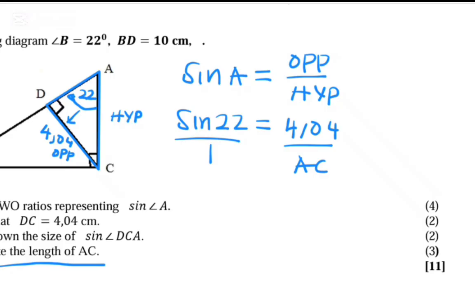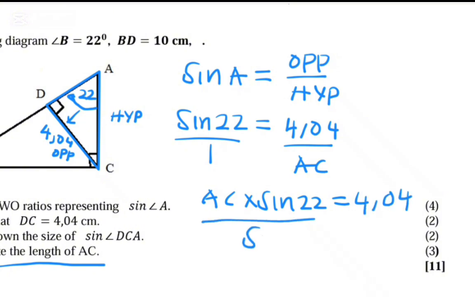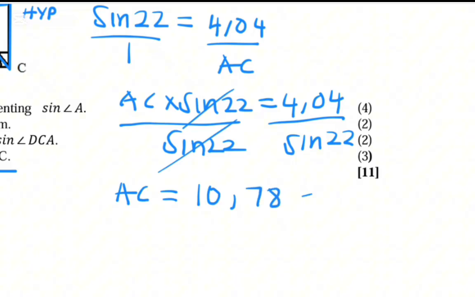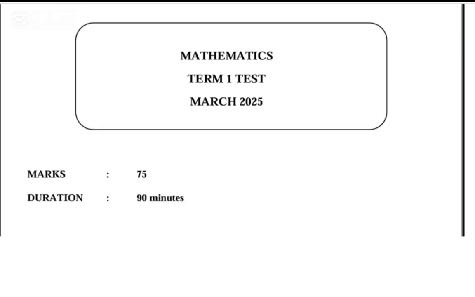We're just going to cross multiply: AC multiplied by sine 22 is equal to 4.04. So we're going to divide both sides by sine 22, and the sine 22 is going to cancel on the other side. Then let me just punch this in a calculator. So this is going to give us 10.78 centimeters.